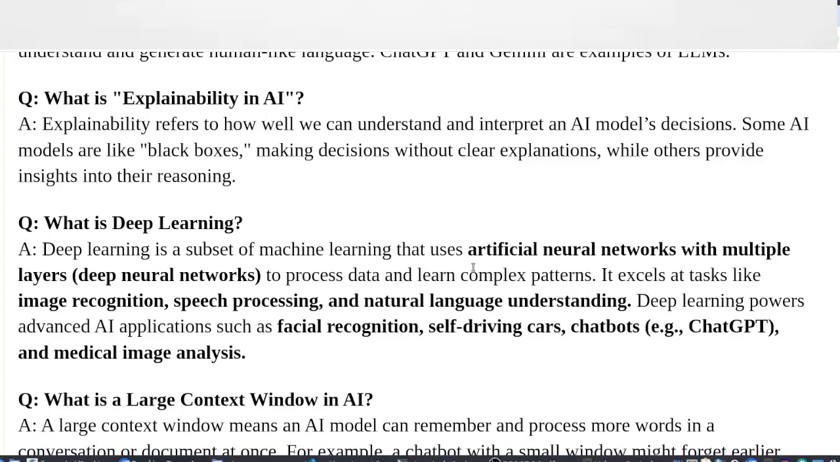What is deep learning? Deep learning is a subset of machine learning that uses artificial neural networks with multiple layers, deep neural networks, to process data and learn complex patterns. It excels at tasks like image recognition, speech processing, and natural language understanding. Deep learning powers advanced AI applications such as facial recognition, self-driving cars, chatbots, for example ChatGPT, and medical image analysis. So deep learning, it's kind of a neural network.